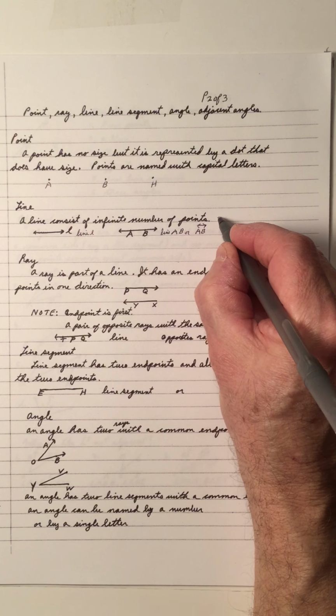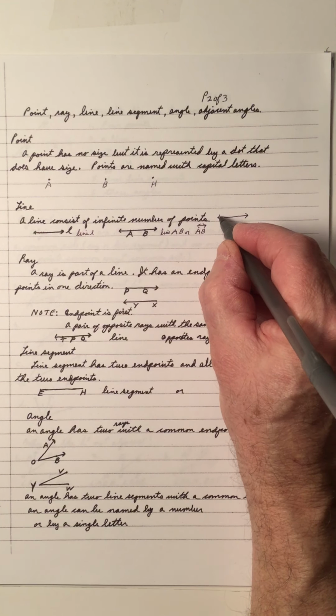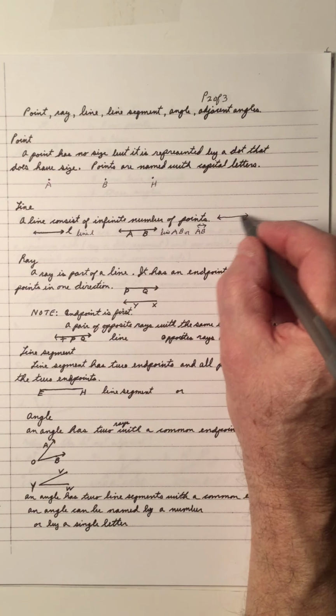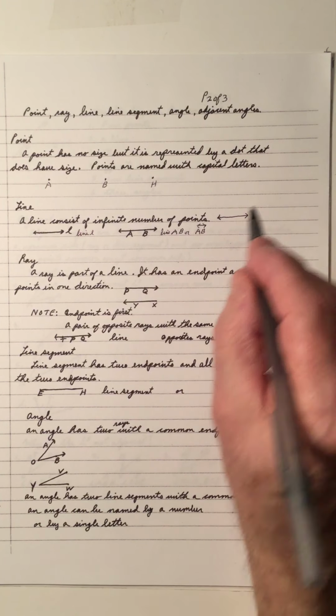A line does not have endpoints. It has 2 arrows, one on each end, moving in opposite directions.